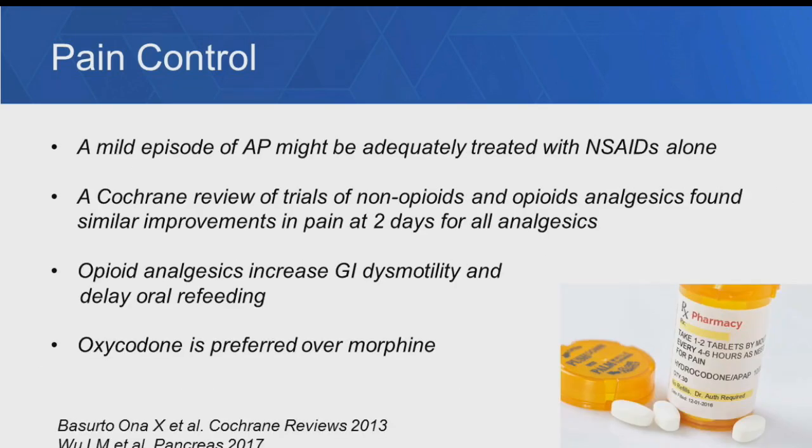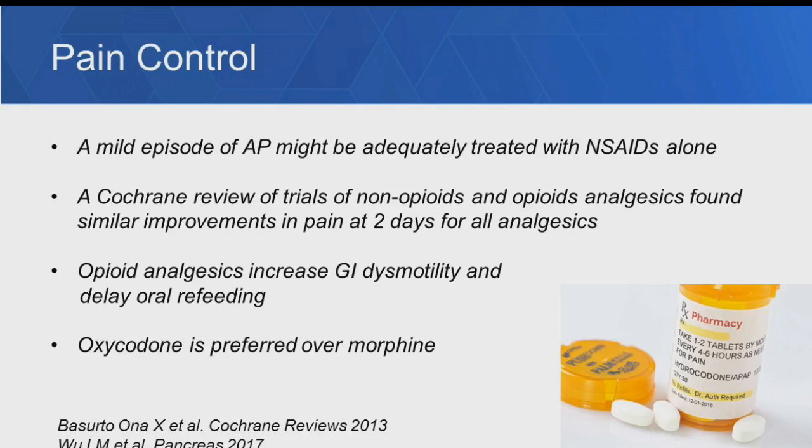And majority of the acute pancreatitis, if it's a mild episode, can be managed with non-opioid analgesics such as NSAIDs. And there is a good Cochrane review which showed that by comparing non-opioids and opioids, there was similar improvement in the pain symptoms at 2 days. And there were some prospective studies that showed that opioid analgesics increase GI dysmotility and delay oral feeding. Therefore, non-opioid analgesics should be considered over opioid analgesics.